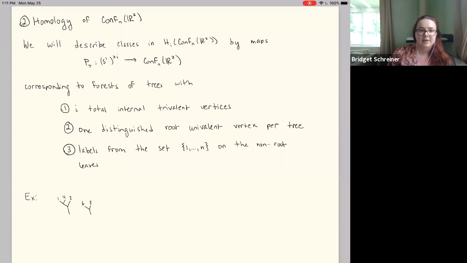So for example, here is such a forest. We have 2 trees. The first one has 2 internal trivalent vertices, and the second one has 1. So this is going to be an element in the third homology. And then we have labels 1, 4, 2, 6, and 3. So labels from the set 1 through 6 or 1 through higher. And we want to get a map of a torus from this.